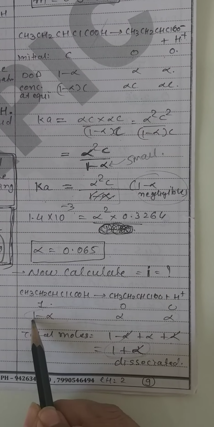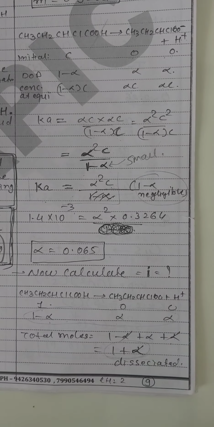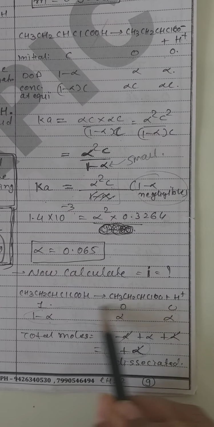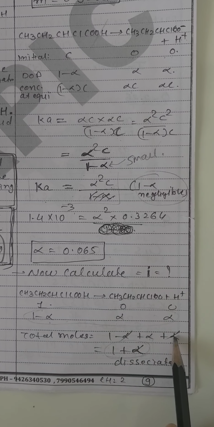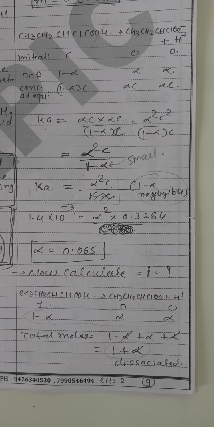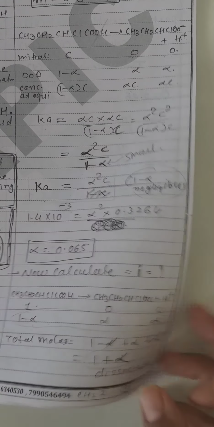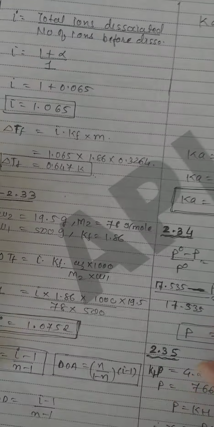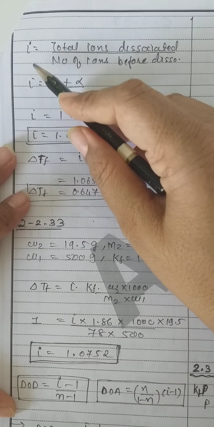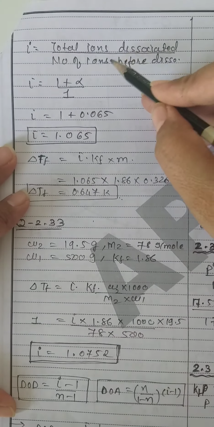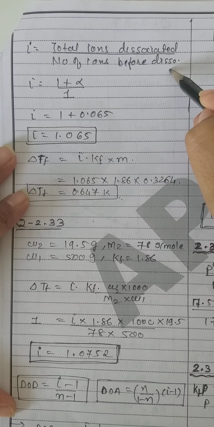At the equilibrium, 1 minus alpha is present in the solution, alpha is present in the solution, alpha is present in the solution. When we add all these three quantities, 1 minus alpha plus alpha plus alpha, minus alpha plus alpha cancel, that means after the dissociation in our solution we got 1 plus alpha. Because when we apply the formula for i, what is the formula for i? i is the van't Hoff factor.